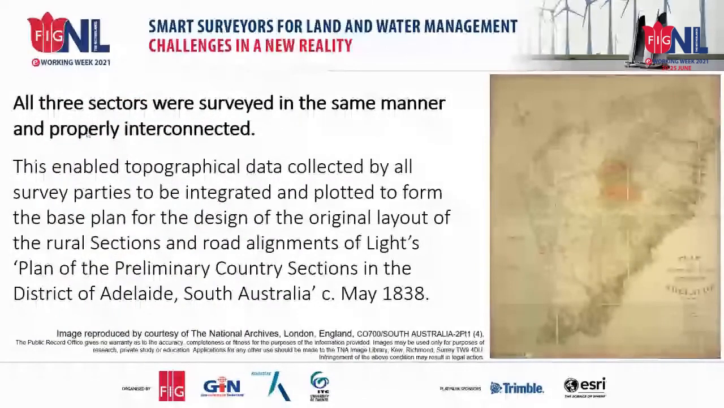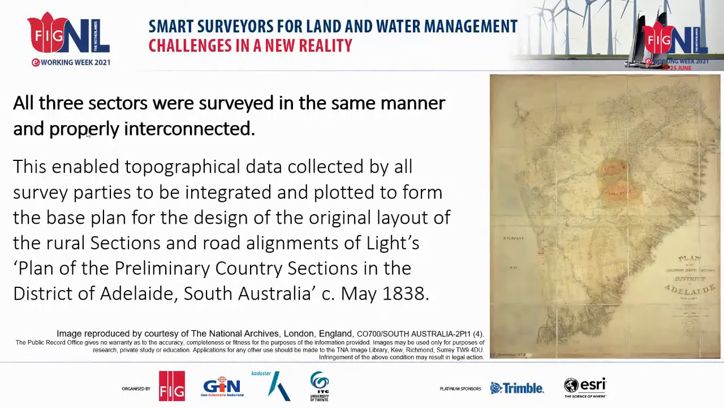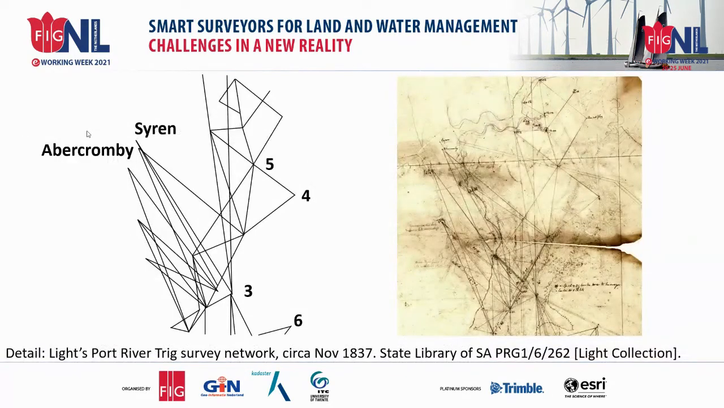All 3 sectors were surveyed in the same manner and properly interconnected, and this enabled topographical data collected by all survey parties to be integrated and plotted to form the base plan for the design of the original layout of the rural sections and the road alignments, as Light had to plan the transport network for the entire area along with the subdivision for the country allotments.